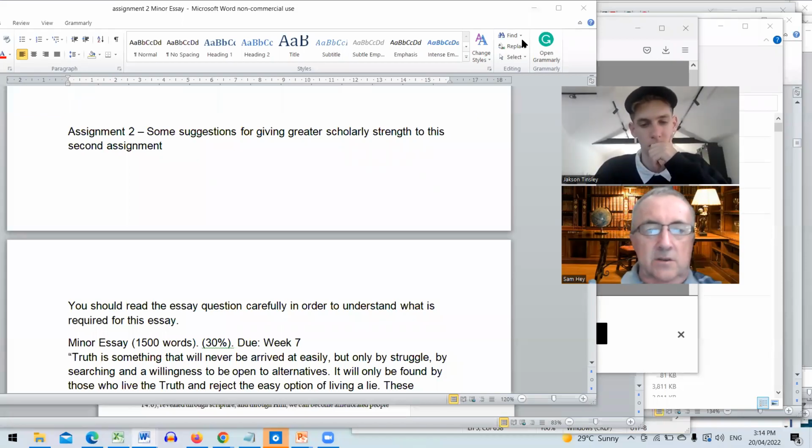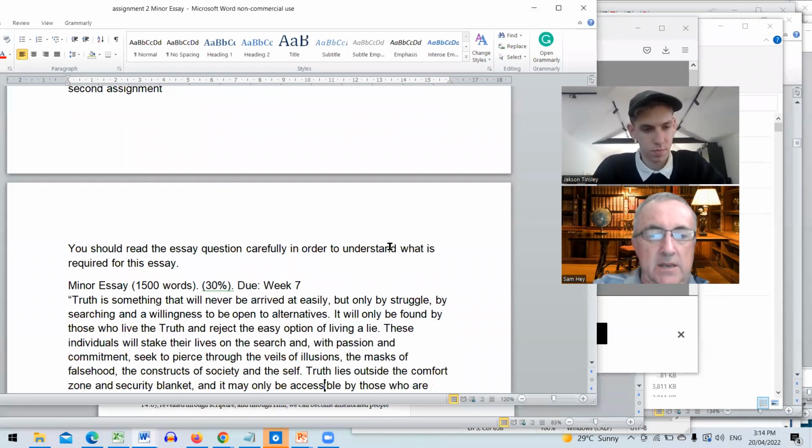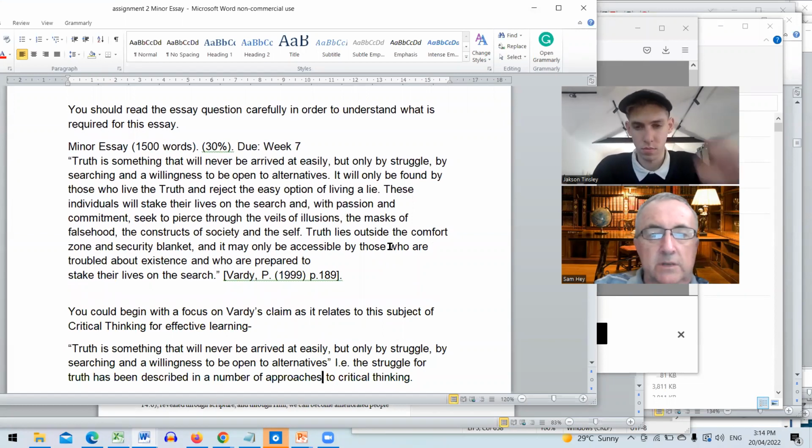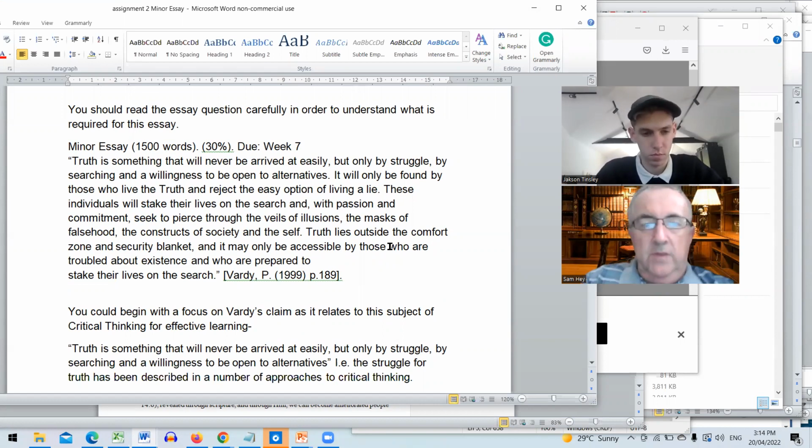So in this second assignment, I want to give some suggestions for taking greater scholarly strength to your assignment. It asks you firstly to consider a quote by Vardy, and I suggest that you might want to include, and it would be good to include, some material from this quote, but you need to be careful that you use these words clearly, effectively, and well, and don't quote them and then mishandle the quotes.